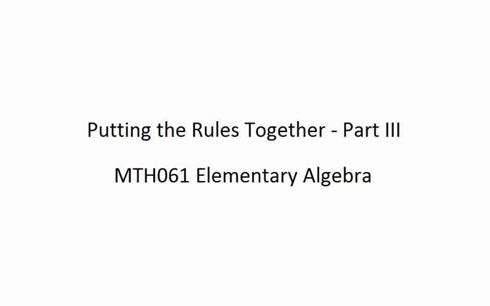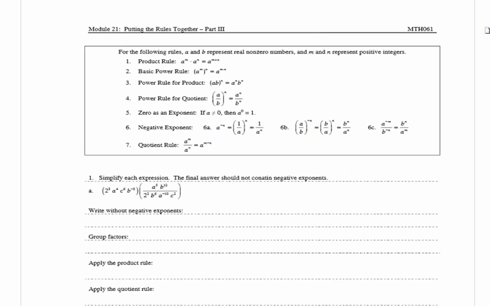In this video, we're going to be putting the rules together from previous modules, and these rules are going to include the product rule, the power rule, exponent rules, and the quotient rule. And in one, it says simplify each expression, and the final answer should not contain negative exponents.